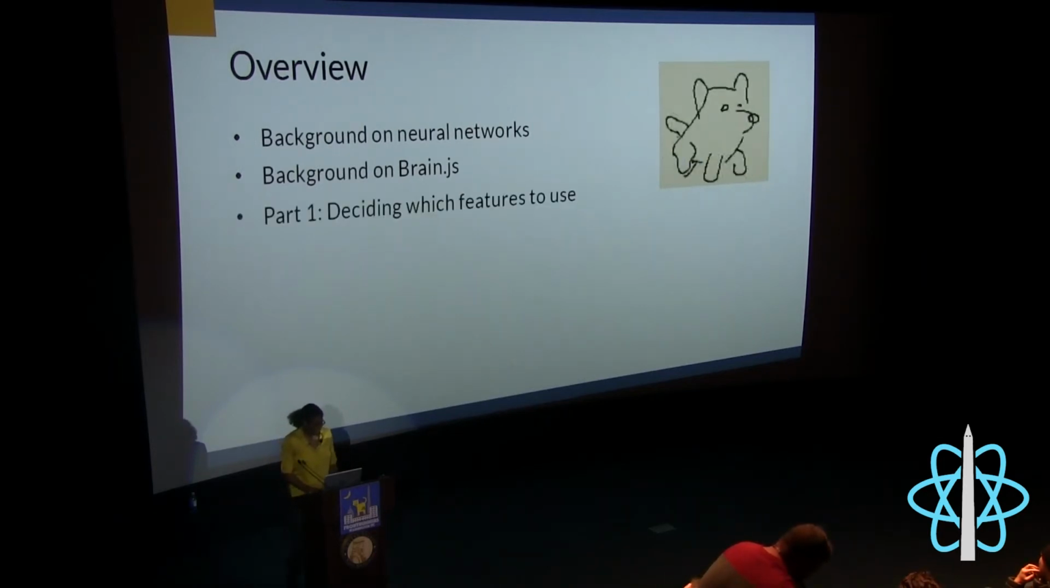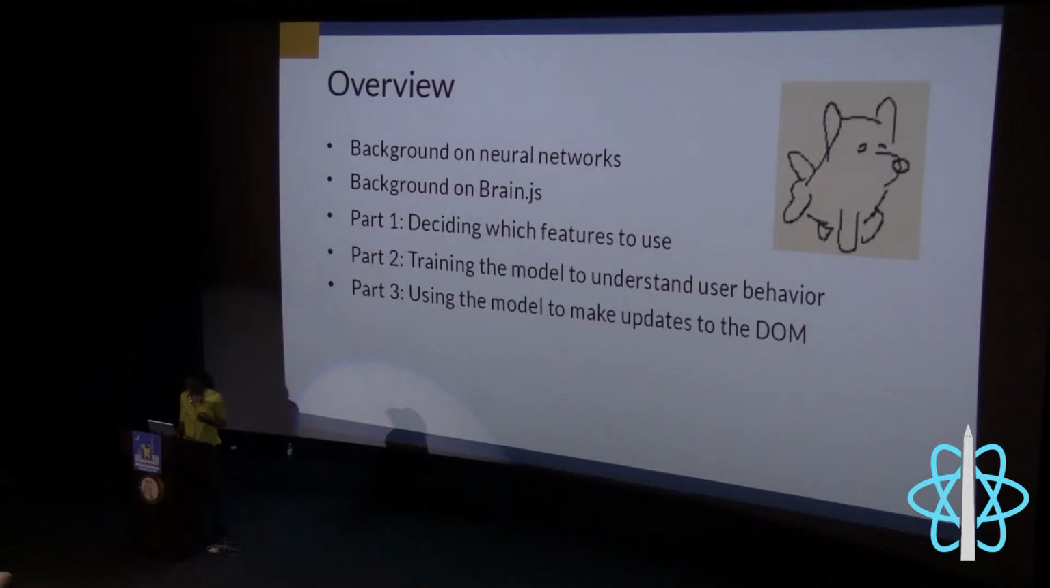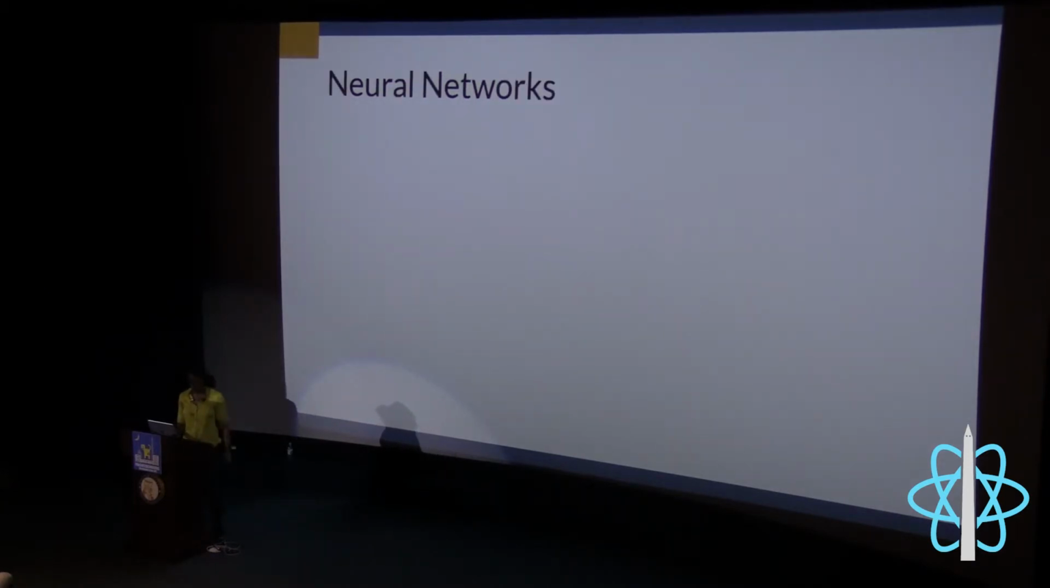I'm glad. Then we'll get into actually building a machine learning model and what all goes into that, like how do you choose the features, where do you get the data, that kind of stuff. And I'll show you how to figure out how to make your model understand user behavior. So users are some of the weirdest people on the planet to understand, so we need a lot of help trying to figure out what the heck they want. And then we'll go over how you actually use your machine learning model to make updates to the DOM. That's the fun part. So let's just jump right into neural networks.